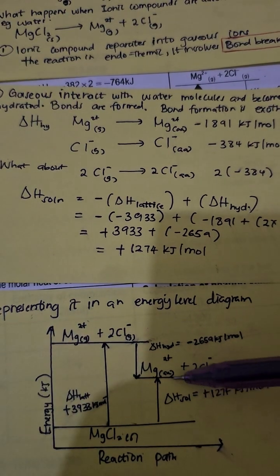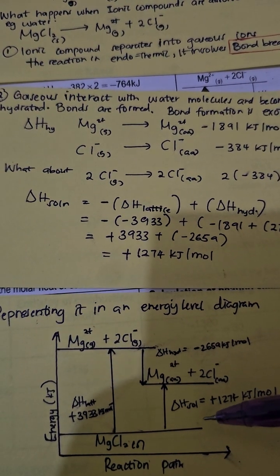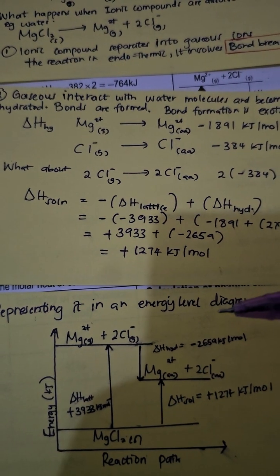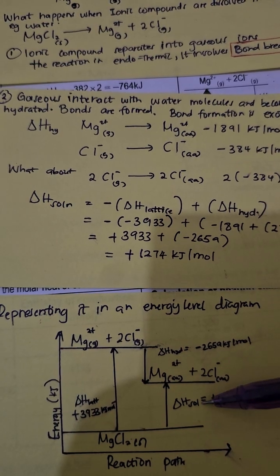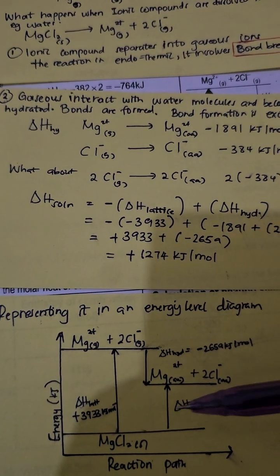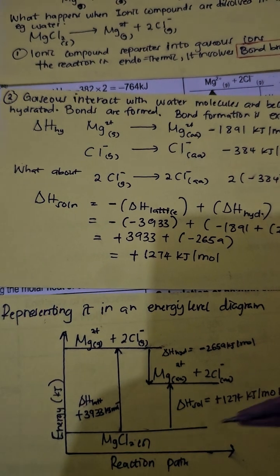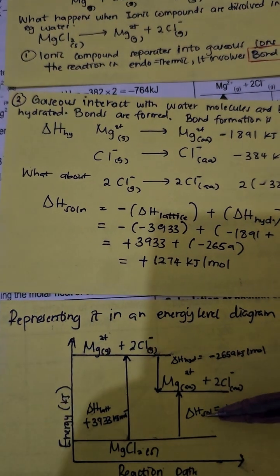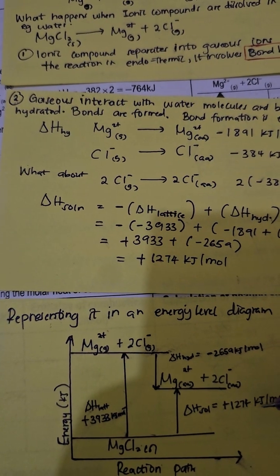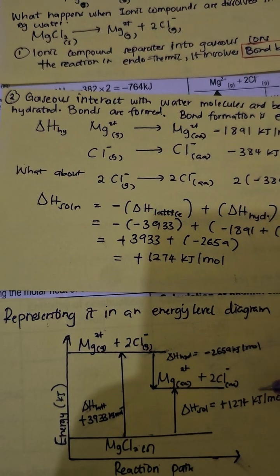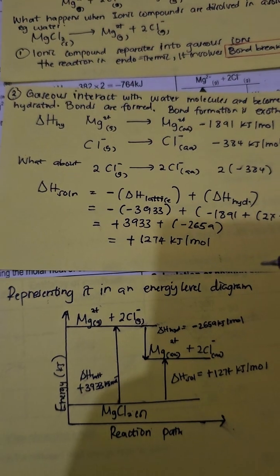Then lastly, enthalpy of solution. That is how you calculate the enthalpy of solution. It is simply the difference between this one and this one. It is the enthalpy of solution. Yeah, it was coming to positive 1274 kilojoules per mole. And that is how you do it.